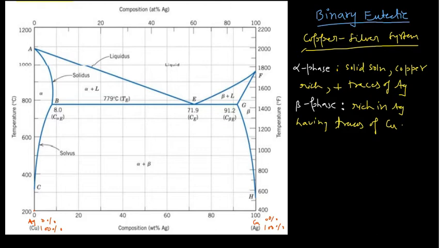Okay, and then I have discussed these two phases, the alpha phase and the beta phase. And generally what happens is that the alpha phase has traces of silver, and the beta phase has traces of copper. So these phases are generally considered as the pure phases or the pure components. This you will remember. This is very important. Clear?